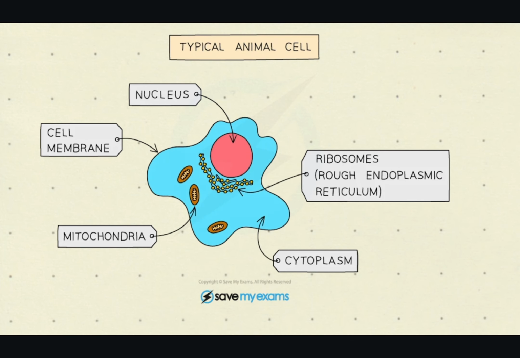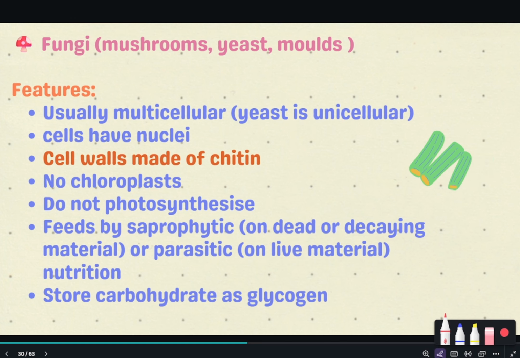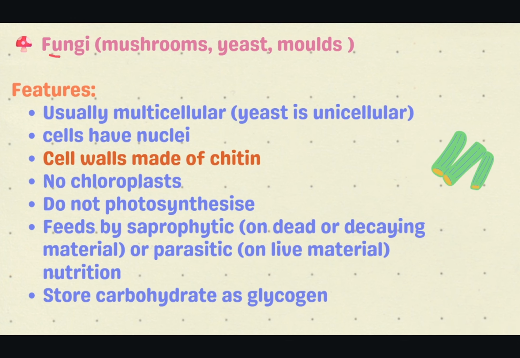Okay, now going on towards the third kingdom, which is the fungi. You need to remember that fungi can be multicellular and they can be unicellular as well, because yeast is a unicellular organism. So they can be both. They are usually multicellular, but they can be unicellular as well.